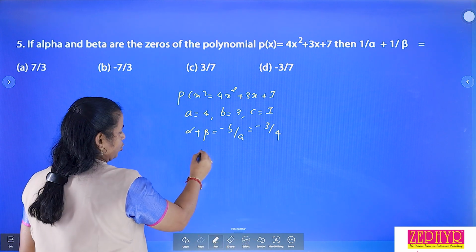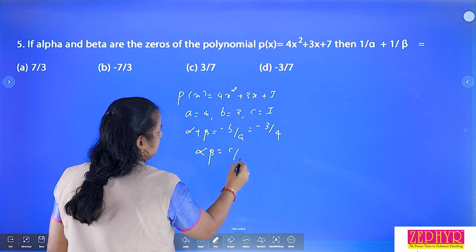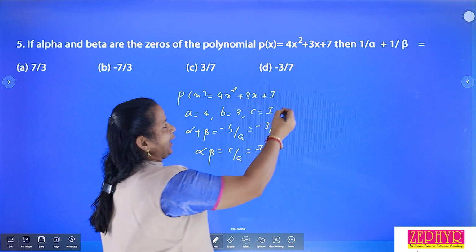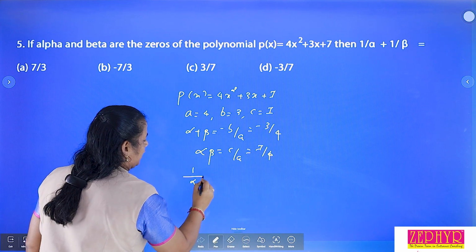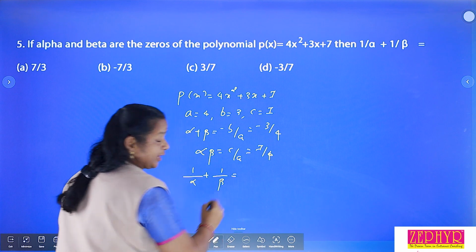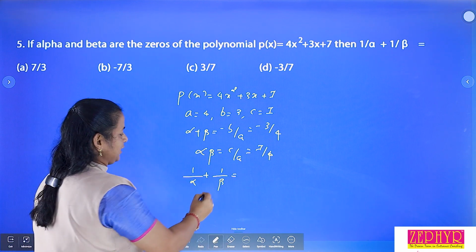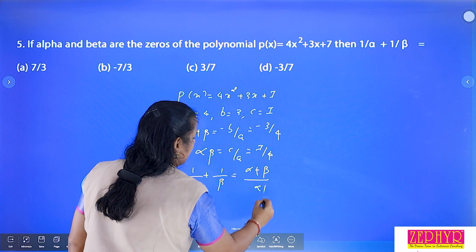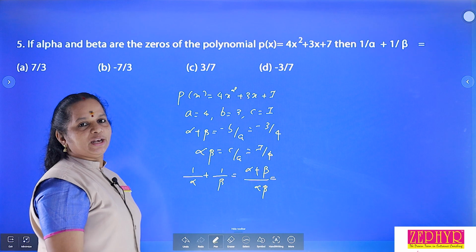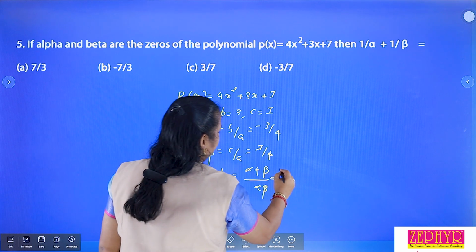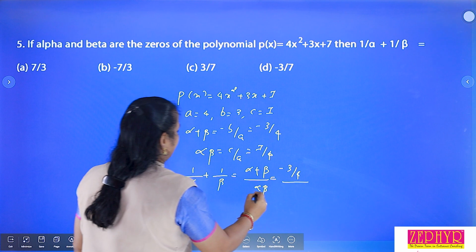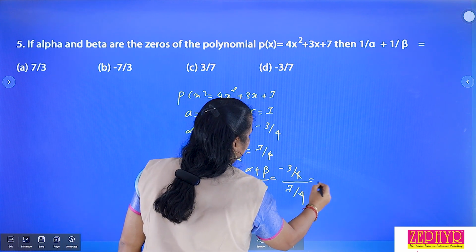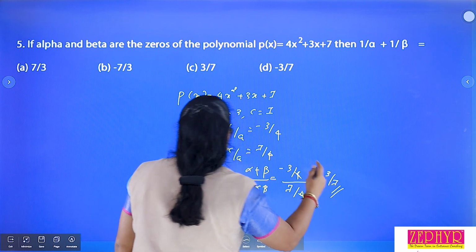And what is the product of the root? Alpha into beta is equal to c by a. So it is 7 by 4. Now we can find the value of 1 by alpha plus 1 by beta. How can we simplify this? 1 by alpha plus 1 by beta, cross multiplication, we get alpha plus beta divided by alpha into beta. We know the two values, alpha plus beta is equal to minus 3 by 4 divided by alpha into beta is equal to 7 by 4. Cancel this term and the final answer is minus 3 by 7.